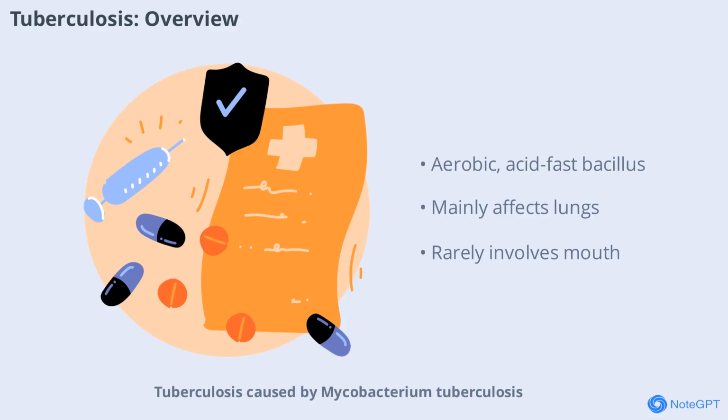Tuberculosis, caused by Mycobacterium tuberculosis, is a serious infectious disease that primarily affects the lungs but can also involve the oral cavity. The bacterium is aerobic and acid-fast, making it resilient in the environment. Transmission occurs mainly through respiratory droplets, which is why pulmonary tuberculosis is the most common form. Oral manifestations are rare and usually occur as a complication of pulmonary TB, especially in immunocompromised individuals or those with chronic untreated disease. Let's explore the characteristics of the tuberculosis bacterium and how it impacts the body.